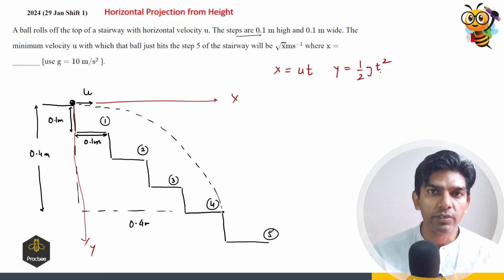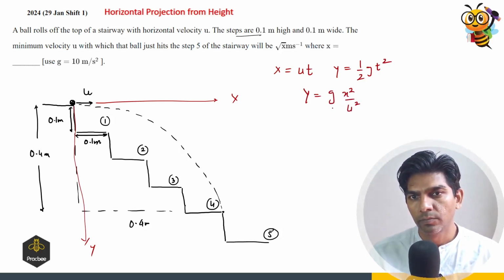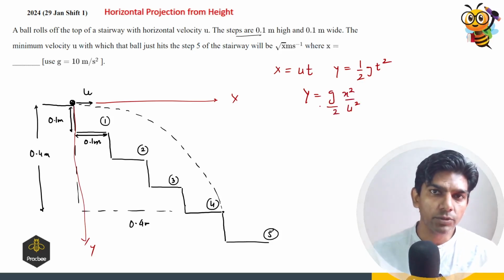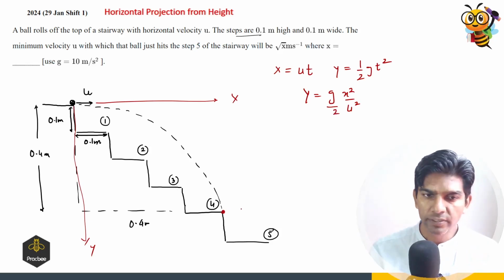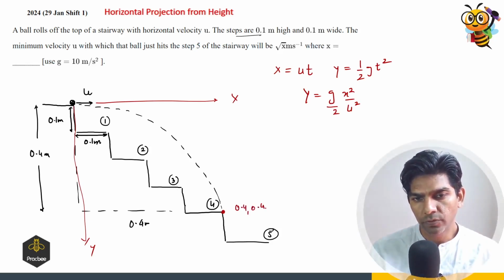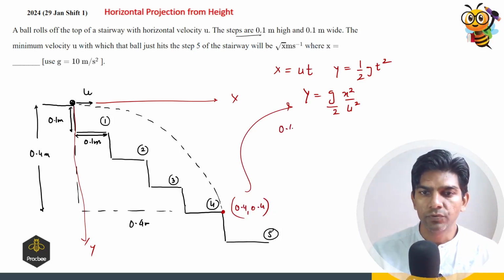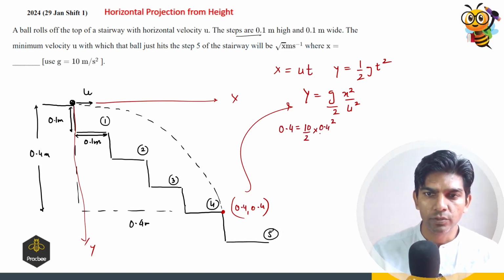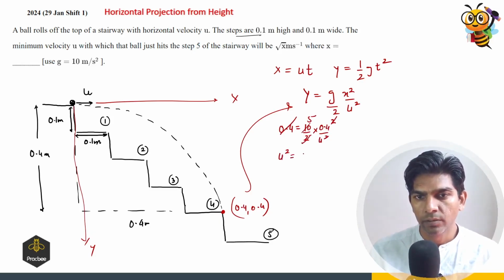If we eliminate time from these two equations, we will get the equation of trajectory. So y is equal to g x square by 2 u square. That is the equation of trajectory. And if you look at this particular point, its coordinates are 0.4 comma 0.4. Now let us substitute these coordinates in the equation of trajectory. So it will give us 0.4 is equal to g, which is 10, by 2 times 0.4 square divided by u square. So this will get cancelled out, and this will give us a 5. So u square will be 2.